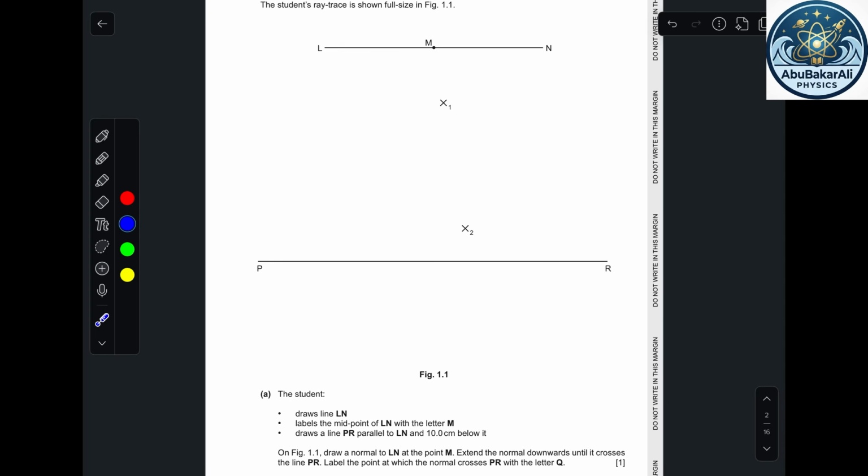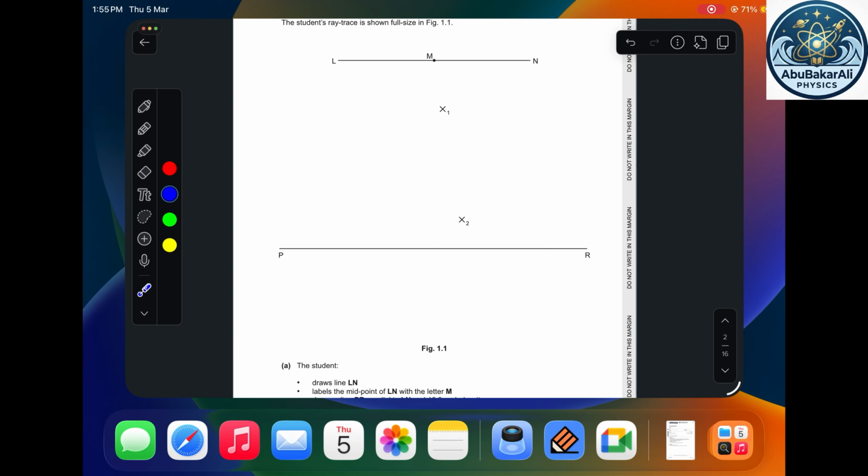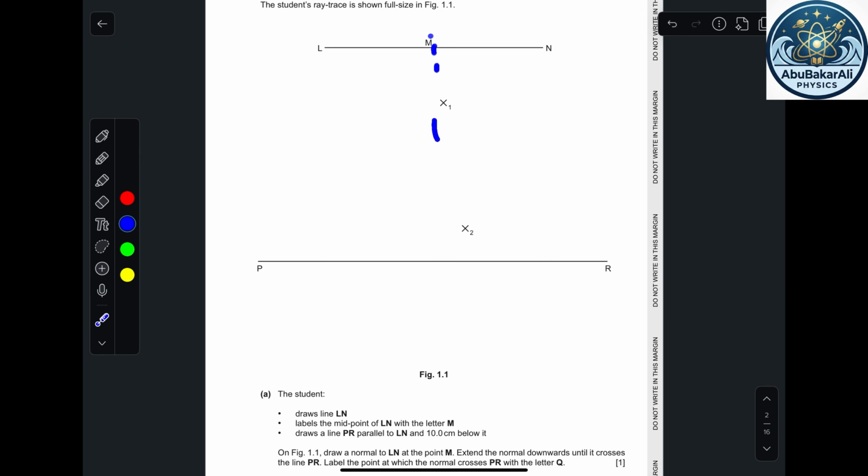A line PR parallel to LN has already been drawn by the student. They have plotted it here. What we have to do on figure 1.1 is draw a normal to LN at the point M. This is the point M. Extend the normal downward until it crosses PR. This is PR. So we have to draw the normal so that it extends and crosses here, and you will name that point where it crossed as Q.